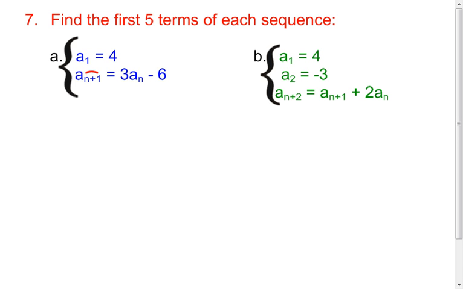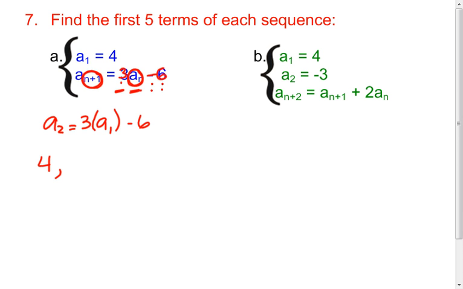This means to find the next term, because it's n plus 1, I take the term I have and I subtract 6. That's what that means. To find the next term, that's what n plus 1 is, I take the term I'm on, I multiply it by 3, and I subtract 6. So here we go. To find A2, I take 3 times A1, and I subtract 6. So that's what I'm doing to find it. I'm at 4. This formula is saying take 3 times the term you have and subtract 6.